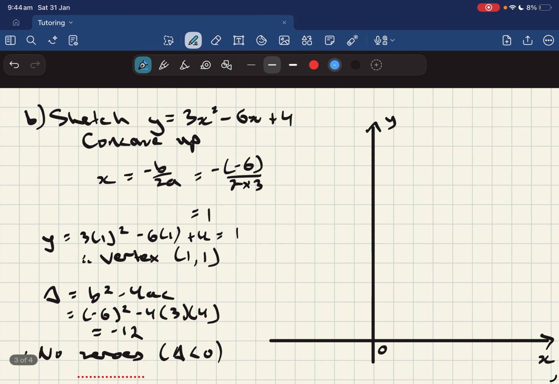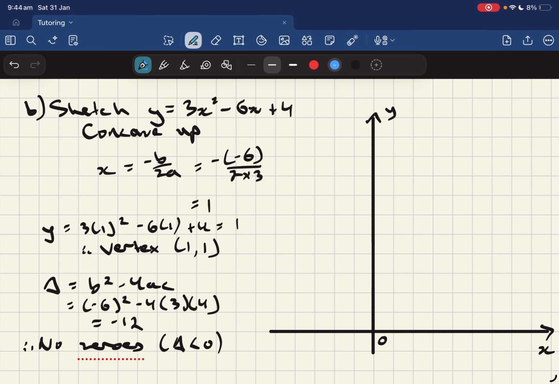Now we're going to try another one here. We want to sketch this one over here. Now I've already done the working out, but I'll talk you through it. So the coefficient of x squared is positive, so we know our graph's going to be concave up. We're going to find the equation of our axis of symmetry. So we're substituting into this equation here. So we get minus 6, be careful with your negatives here, over 2 times a. So I get my axis of symmetry being x equals 1. So I get this guy over here.